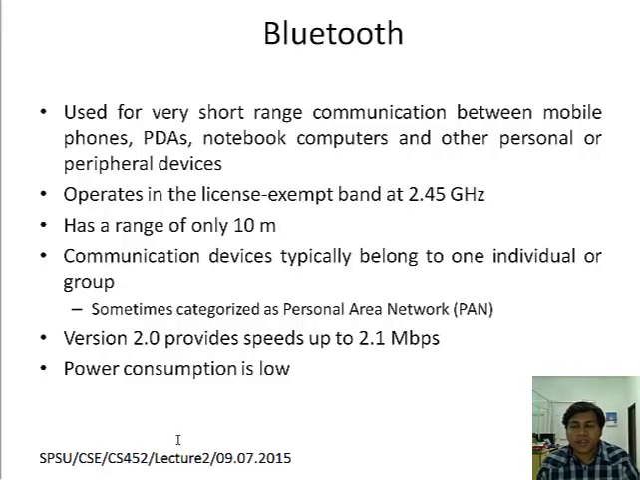Now small devices like mobile phones, PDAs, notebook computers and other peripherals use this particular technology called Bluetooth. It operates in a band of 2.45 gigahertz, and this is the license-free band of Bluetooth. It usually works in an area of 10 meters. So it creates a personal area network of 10 meters. You can see Bluetooth used in different devices, in car audio, Bluetooth audio, and many other devices. We have version 2 which provides speeds up to 2.1 Mbps.